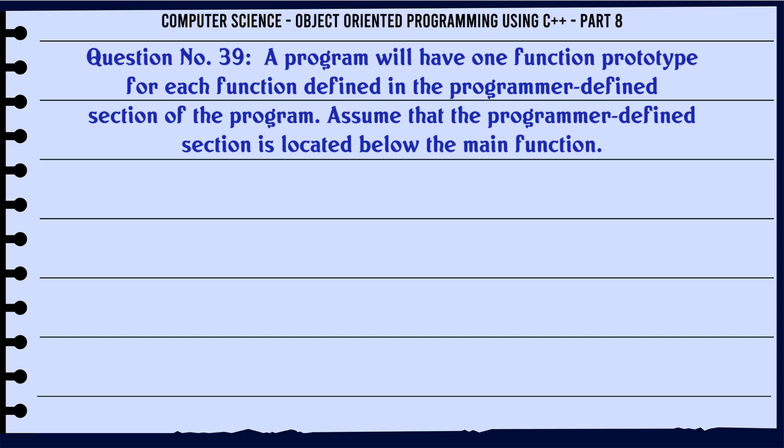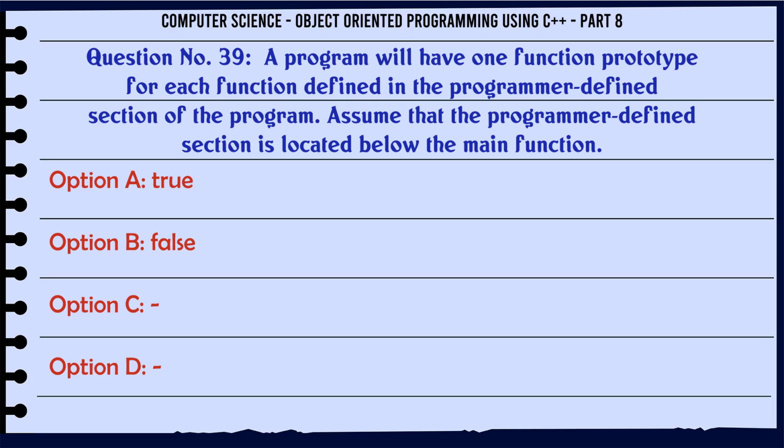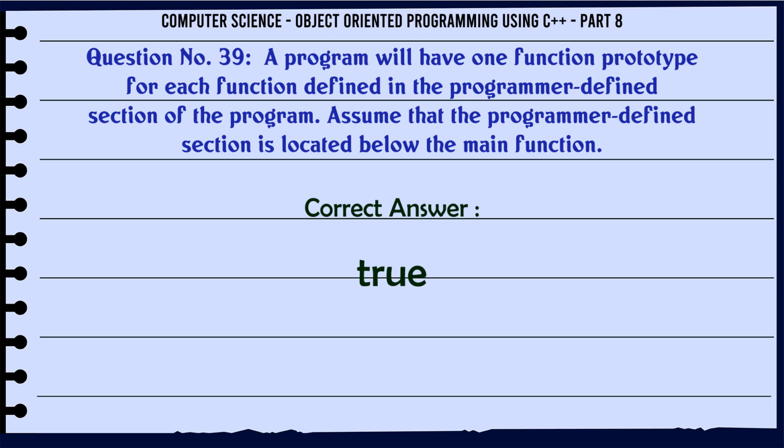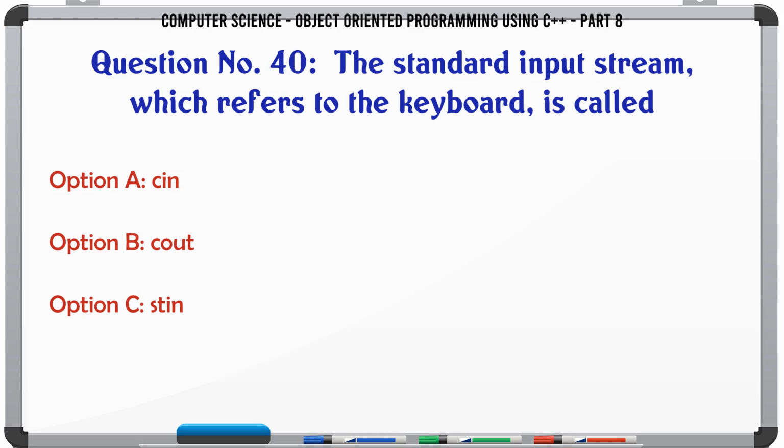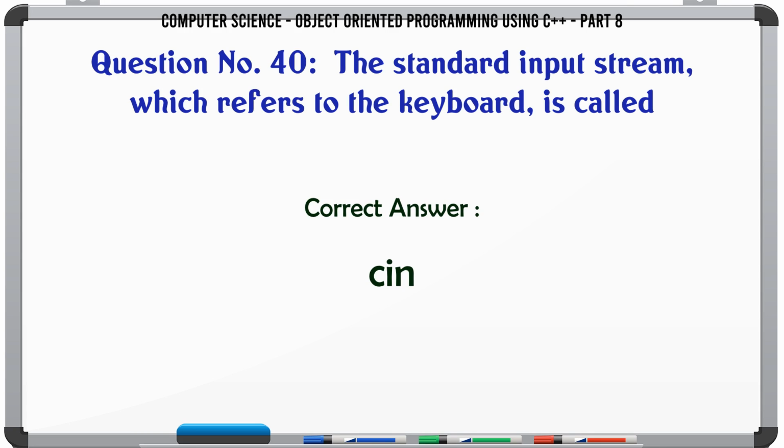A program will have one function prototype for each function defined in the programmer-defined section of the program. Assume that the programmer-defined section is located below the main function. A. True. B. False. The correct answer is true. The standard input stream which refers to the keyboard is called A. Cin. B. Cout. C. Cten. D. Stout. The correct answer is cin.